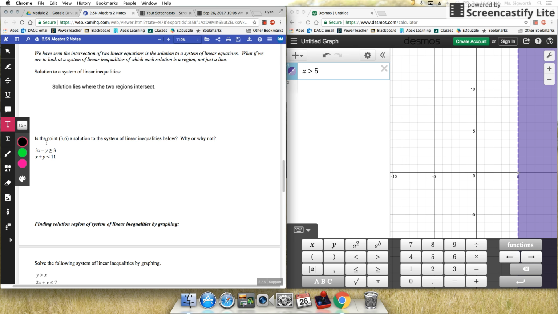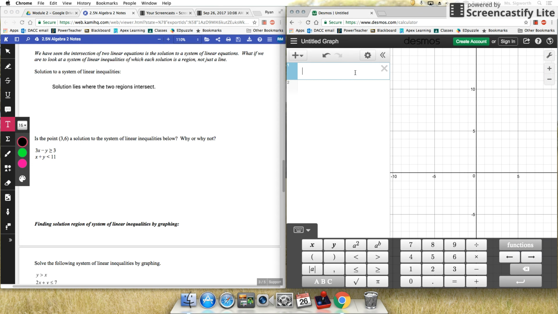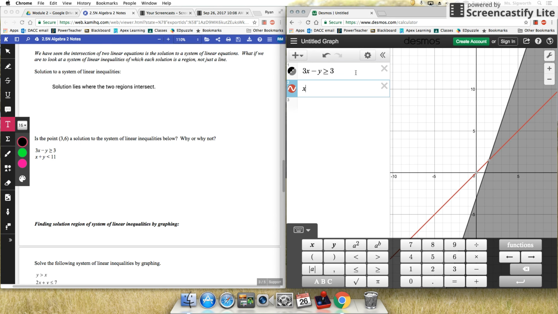So looking at our first question, is (3, 6) a solution to the system of inequalities? Why or why not? So what I want to do is look at the region of these graphs. I'm going to type these in. 3x minus y is greater than or equal to 3. x plus y is less than 11.